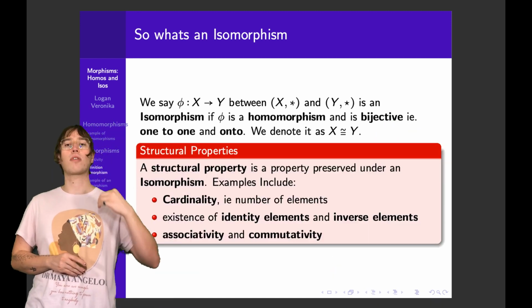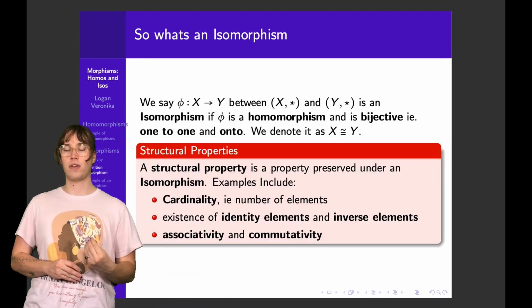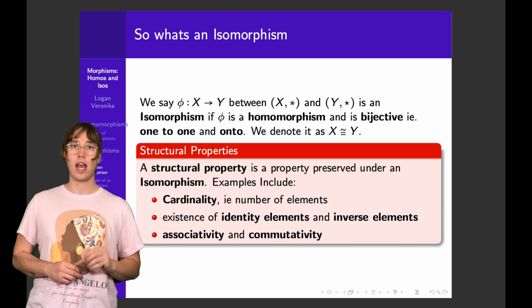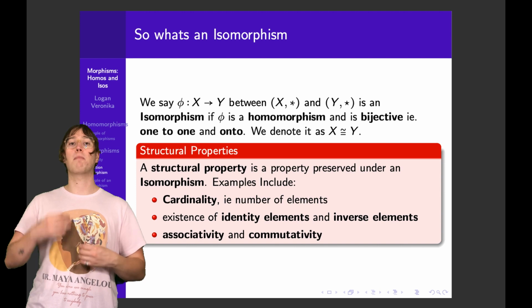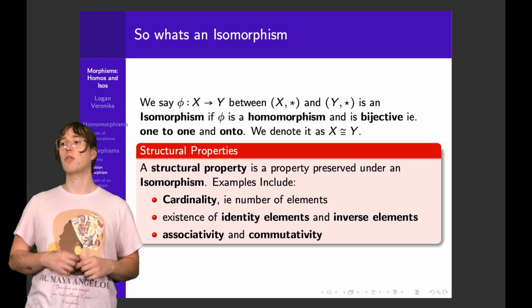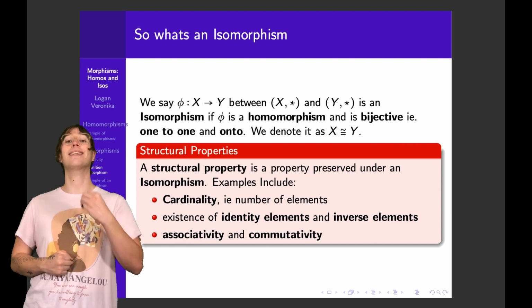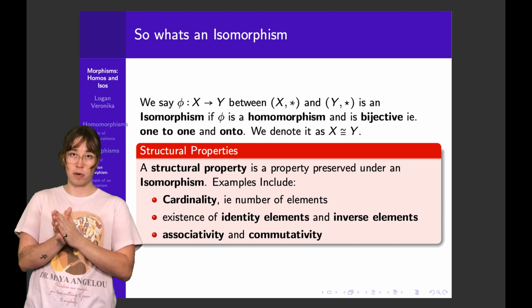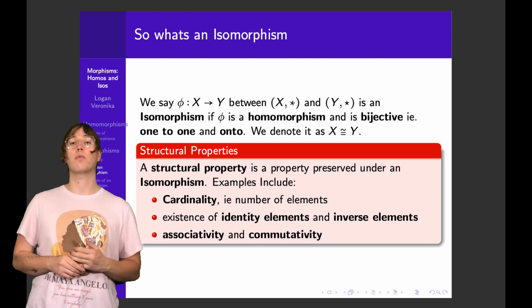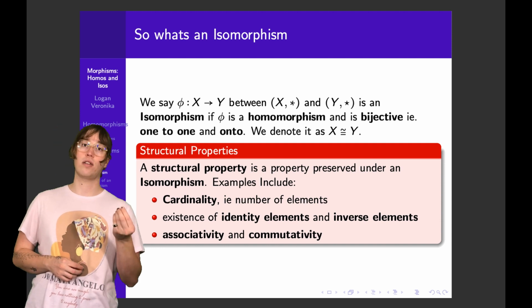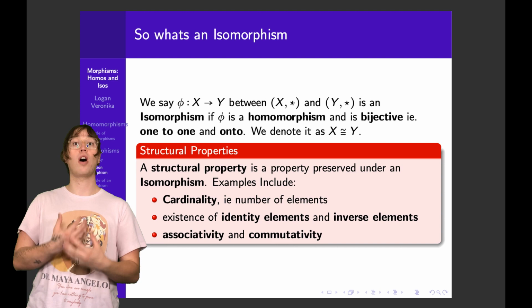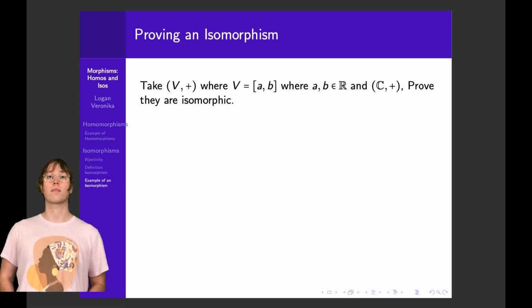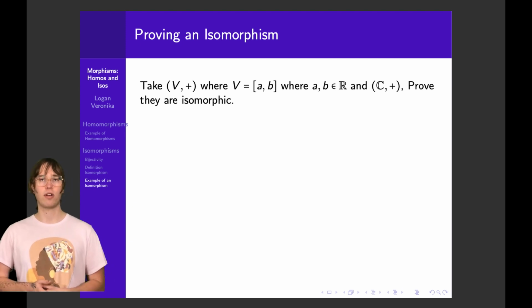And some structural properties are preserved under isomorphisms. For example, cardinality. X and Y will have the same number of elements. And they both will have an identity element and inverse elements, which will correspond to one another in the map, as well as if X and Y are associative and commutative, then the isomorphism will also preserve that.